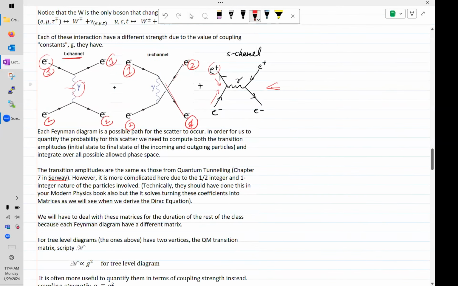So each of these diagrams, okay, Feynman diagrams are a possible path for these scatterings to happen, right? So if you have 2 electrons, both of these are possible ways for the scattering to happen, okay? But what happens is that when you measure them outside, you don't know which one is which, right? Especially since they're identical particles, right? One electron looks exactly like another electron. So when these come out, in the experiment, you don't know whether the scattering happened off of the T channel or the U channel, okay?